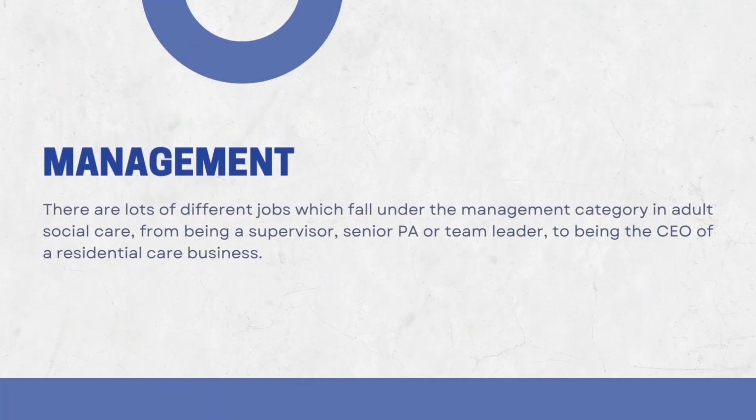Management. There are lots of different jobs which fall under the management category in adult social care, from being a supervisor, senior PA or team leader, to being the CEO of a residential care business. Supervisors have some responsibility for the quality of care an organization provides. They supervise the work of other care and frontline workers.